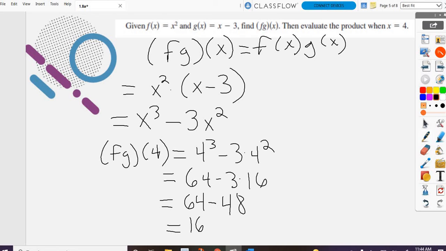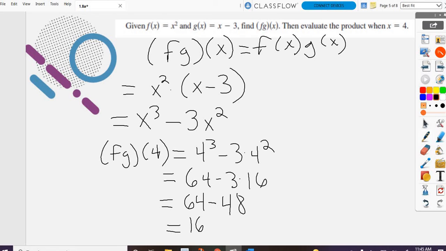Notice that if I plug my 4 into my x for f of x, we get 16, yes? And then 4 minus 3 is 1, so 16 times 1 is also 16. So you would get the same thing either way. Questions on that?